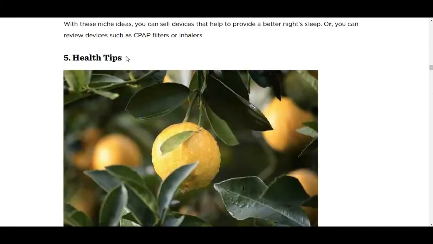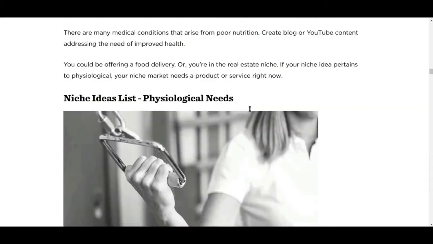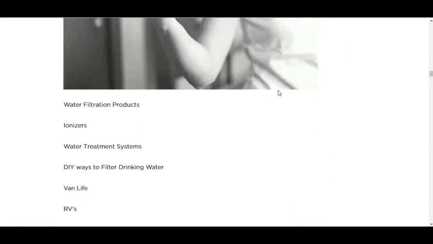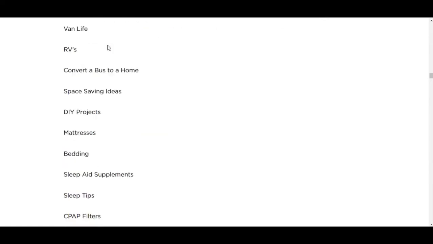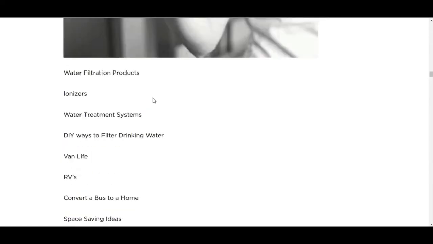I think health tips is more competitive. So if you are going into this niche, you need to micro it. Micro niche means you have to go deeper and deeper with this niche. So niche ideas list, psychology needs, and here we go, the complete list. Water filtration products, nice idea.